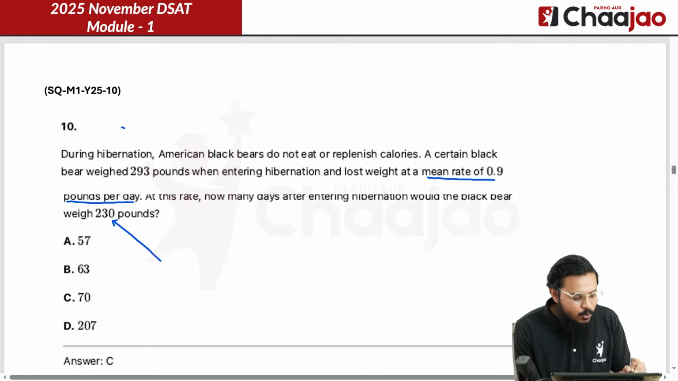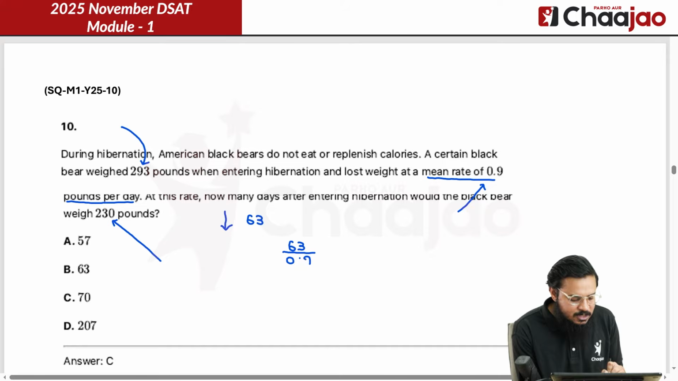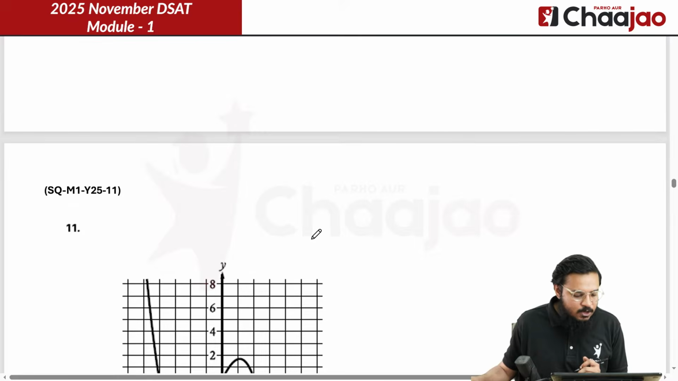Now if you see, he was initially 293 pounds, but the final weight that he has to reach is 230 pounds. So what's the difference? 293 minus 230, altogether he has to lose 63 pounds, and he is basically losing 0.9 pounds per day. So how many days will this bear take to lose a total of 63 pounds altogether? For this, I'm going to divide 63 by 0.9, and once you put this on your calculator, you will get your answer as 70, which is perfectly mentioned in answer option C over here. Moving on to the next one, question number 11.